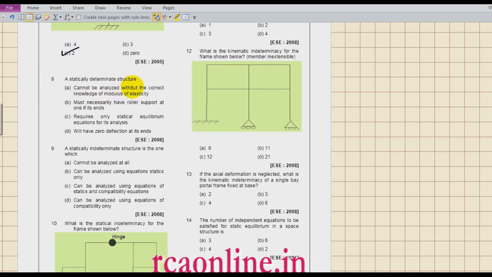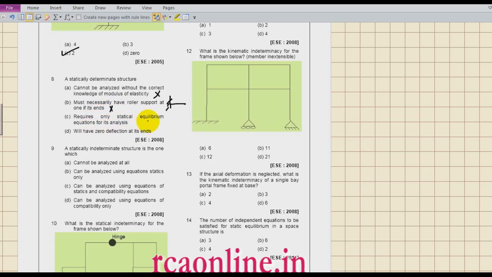A statically determinate structure. What is it? Cannot be analyzed without the correct knowledge of modulus of elasticity. No, we don't need modulus of elasticity. Must necessarily have roller support at one of its ends. No, I give you an example. Cantilever is a determinate structure and has no roller. So this is also wrong.